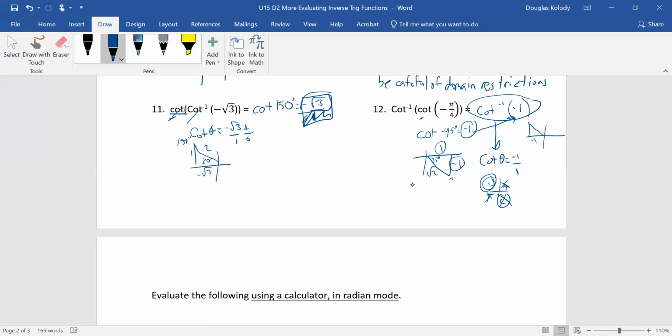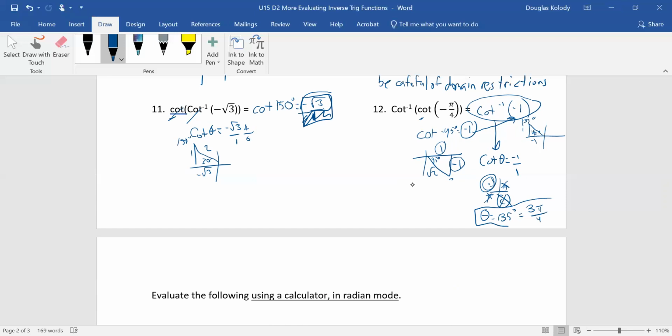Negative 1 over 1. So it's 45 degrees in quadrant 2. Weird, man. What's 45 degrees up from 180? 135. So my answer for this is theta is this quadrant 2 45-degree angle, which is 135 degrees, or 3 times 45, 3 times pi over 4.